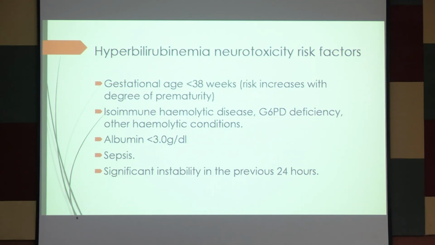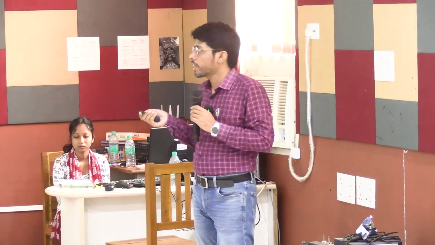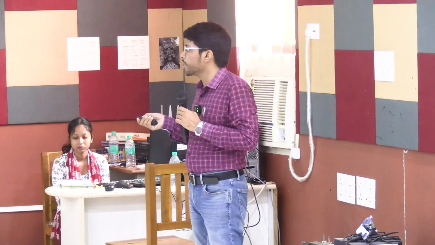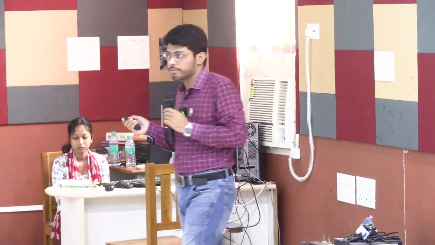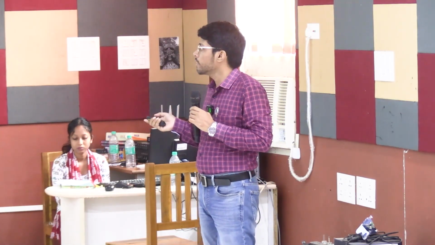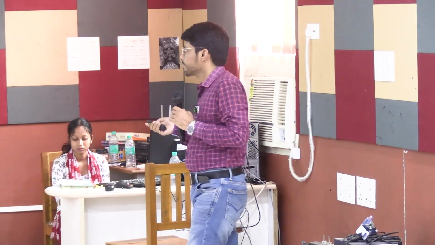Isoimmune hemolytic disease, ABO and RH incompatibility, G6PD deficiency and other hemolytic conditions, other causes of hemolytic anemia. Albumin less than 3 gram per deciliter, sepsis or infection, and significant instability in previous 24 hours. Baby's vitals are not stable. If any of these neurotoxic risk factors are present, then the second graph will follow. Otherwise, the first graph.